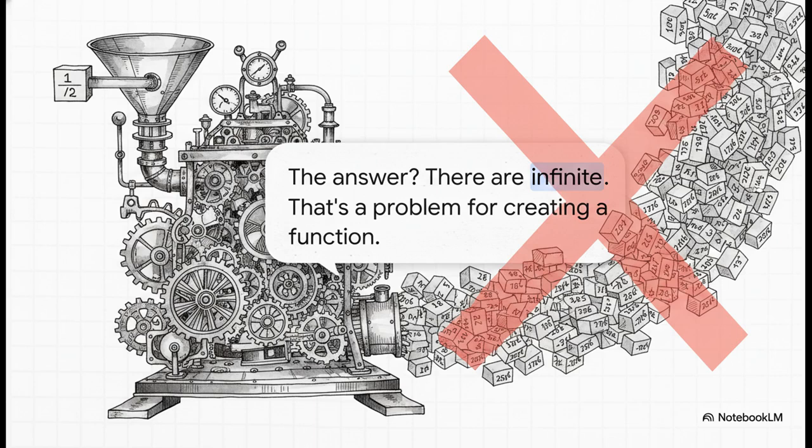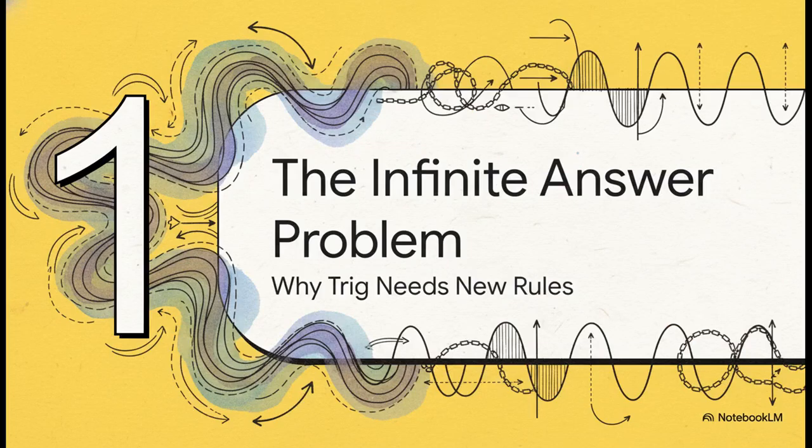And in the world of functions, that's a huge problem. I mean, a function is supposed to be predictable, right? One input gives you one and only one output. This means the sine function, as it is, doesn't really have a true inverse. Okay, so that brings us to what we call the infinite answer problem.